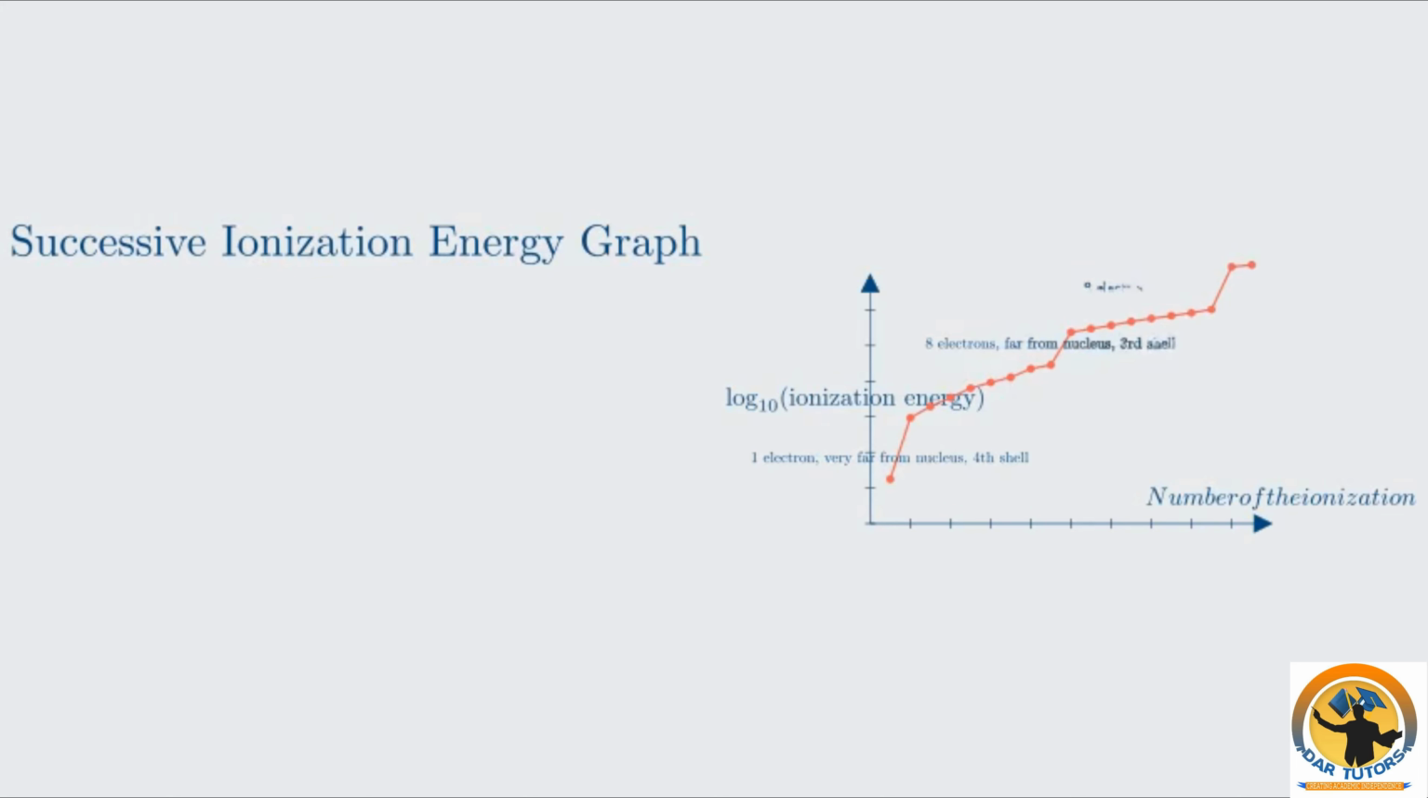If we plot the logarithm of successive ionization energies against the number of electrons removed, we see a gradual increase as we remove electrons from the same shell, followed by a large jump. This jump signifies a change in the main energy level from which the electron is being removed. The large jump occurs when we start removing electrons from an inner shell, closer to the nucleus and with less shielding.